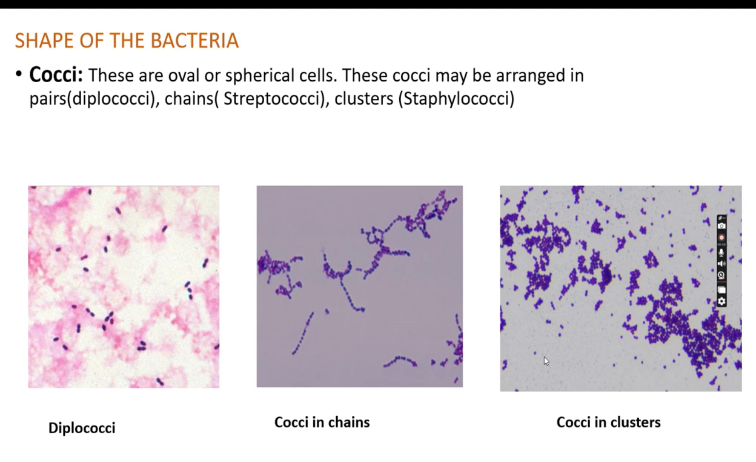Coming to the shape of bacteria, basically we have cocci and bacilli. Cocci are oval or spherical cells. We can categorize cocci into diplococci, that is cocci arranged in pairs. Cocci in chains we usually call streptococci, and cocci in clusters we call staphylococci.